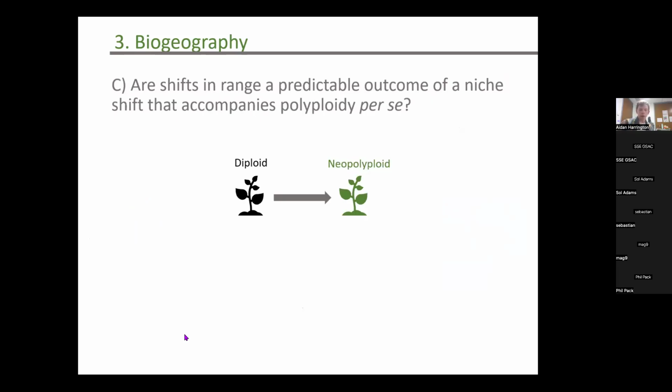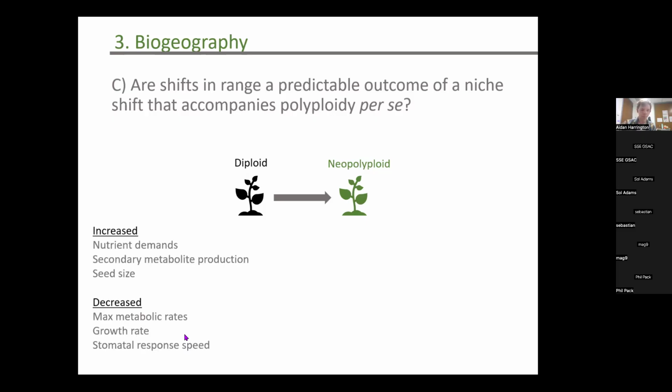Okay, so the last part of this is whether or not our shifts in range are a predictable outcome of niche shifts that accompany polyploidy per se. So I already mentioned that it's pretty clear that there's not really strong evidence for polyploids having larger ranges in Clarkia, but they do have different ranges. And so what is underlying these differences in their range compared to diploids?